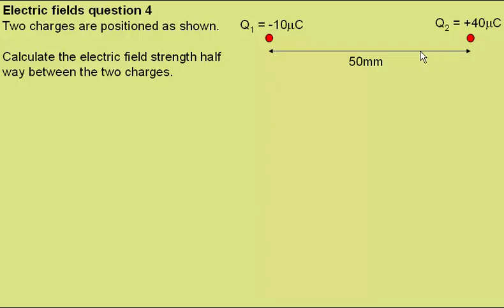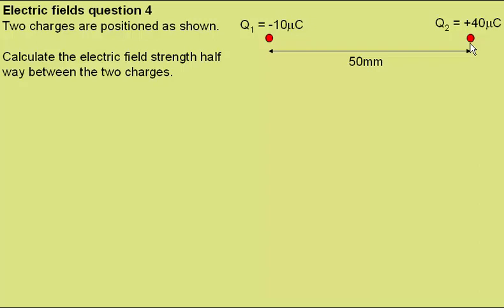here. So at the midpoint, the electric field due to this charge would be to the left, as it would tend to attract a positive charge. At the midpoint, the electric field due to this charge would also be to the left, as this would tend to repel a positive charge.